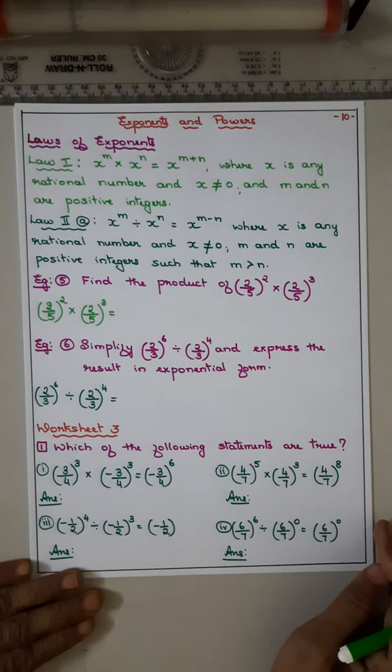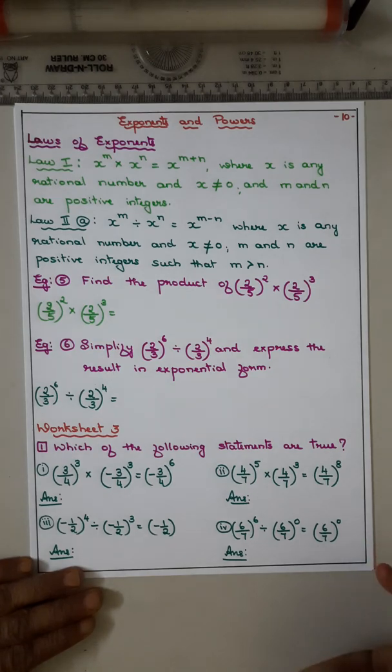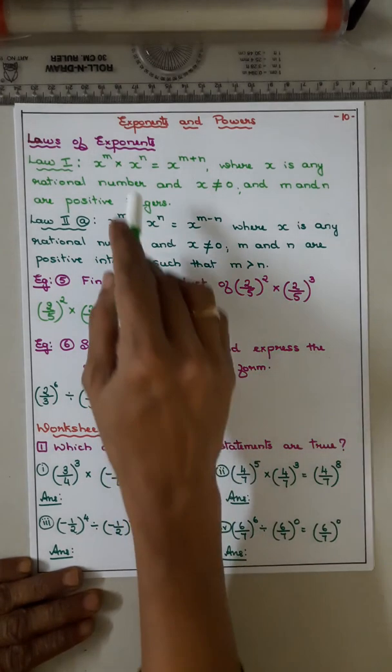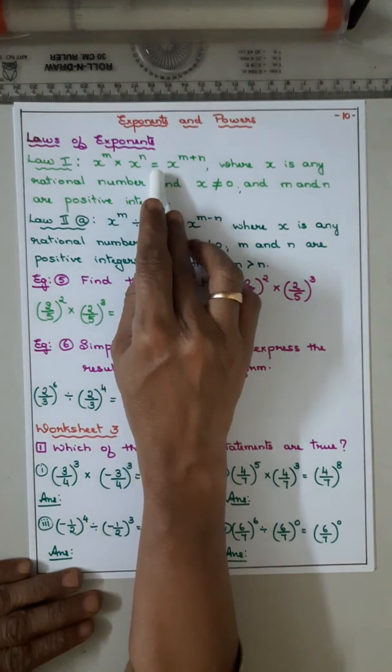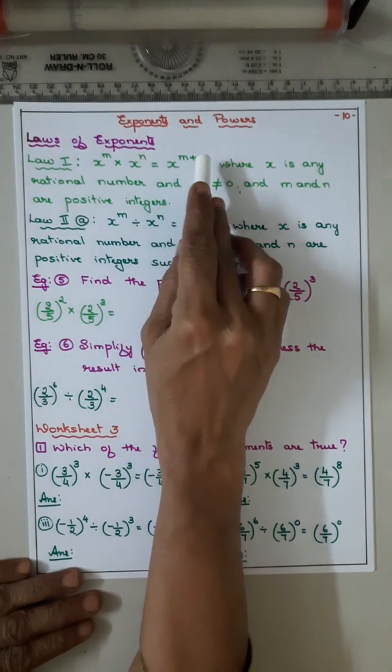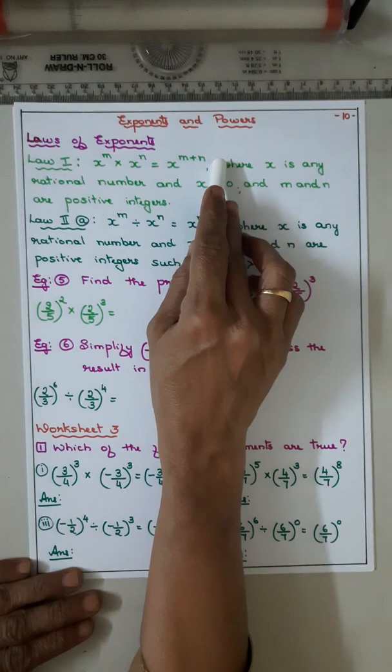We were discussing the lesson exponents and powers. Now coming to the laws of exponents. There are different laws. Now coming to the first law, x to the power m into x to the power n is equal to x to the power m plus n.